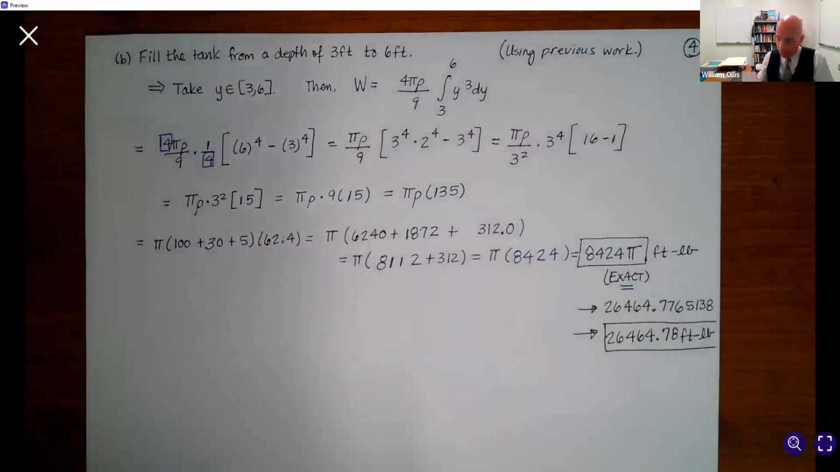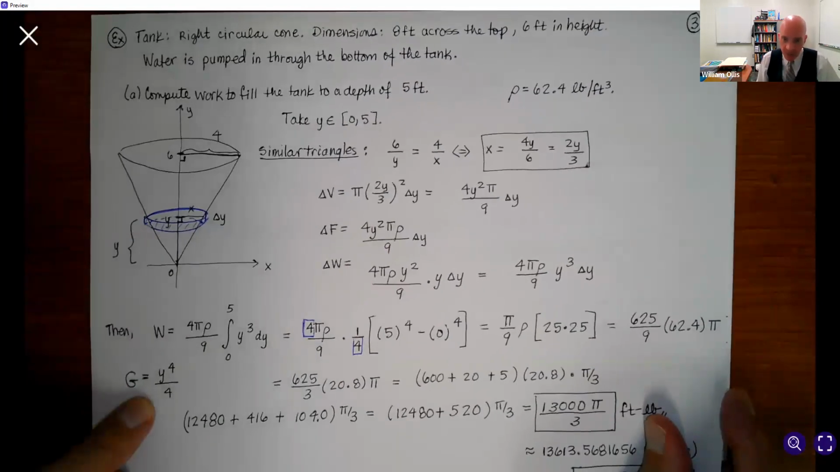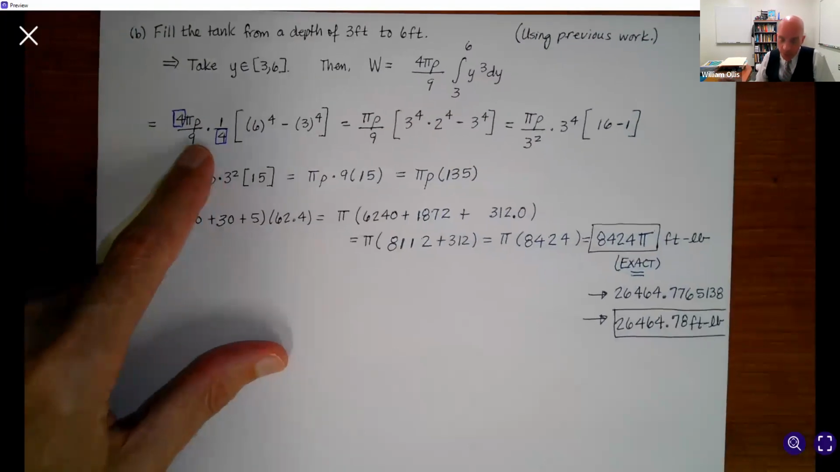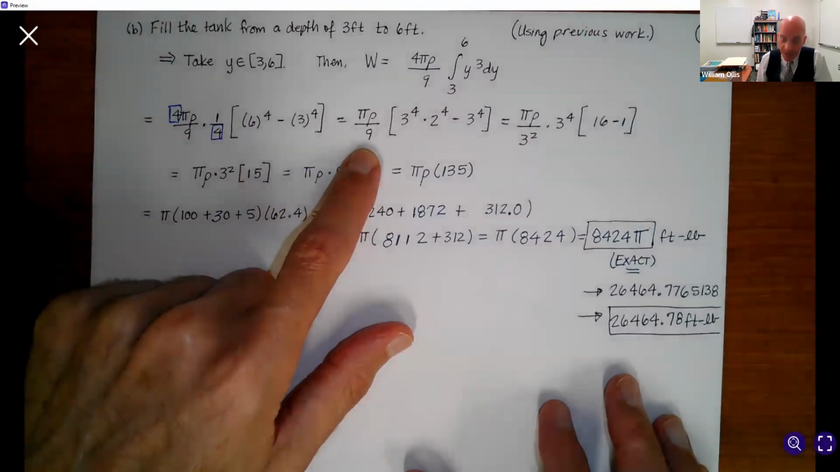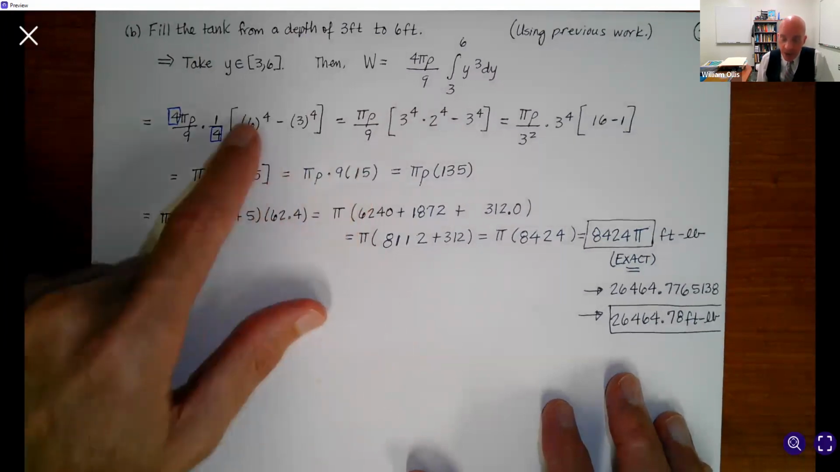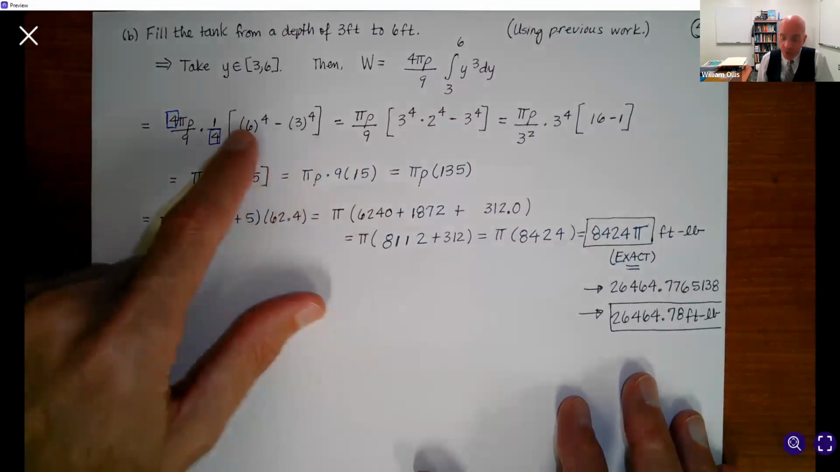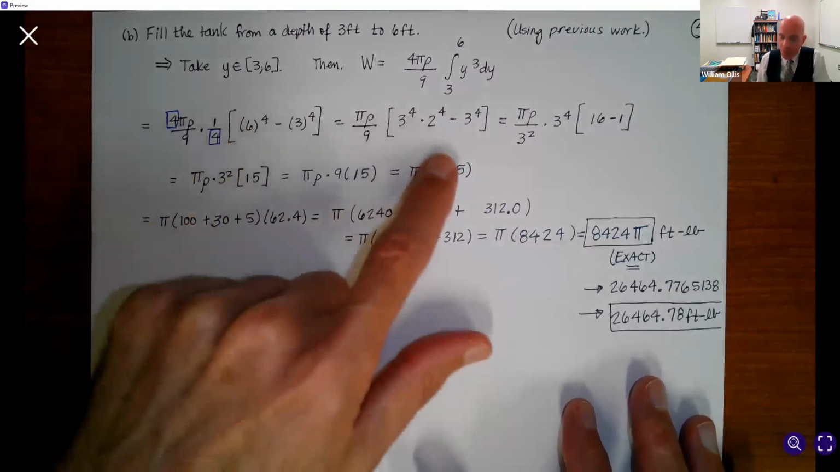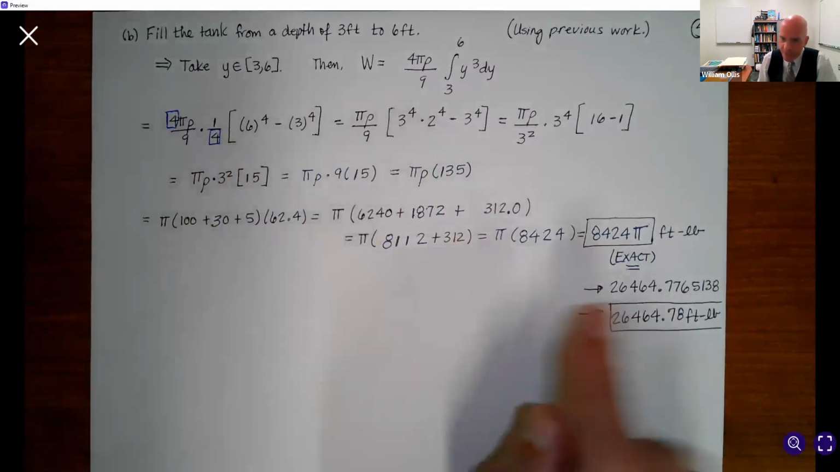So when you get to here, all of these calculations here are the same. No difference. So we factor the 4, the same thing. We get the pi times rho divided by 9. That's the same thing. And now instead of the 5 to the 4th minus 0 to the 4th, we get 6 to the 4th minus 3 to the 4th. But now, of course, we can simplify this. There's a little bit more arithmetic here, but it's not difficult.